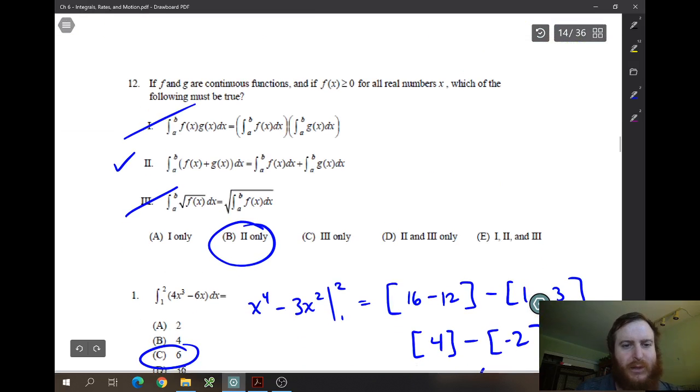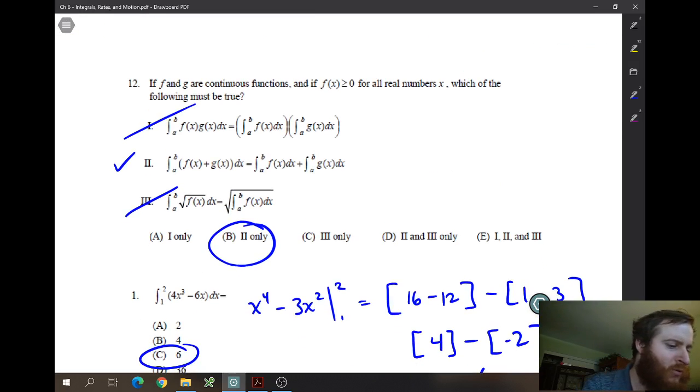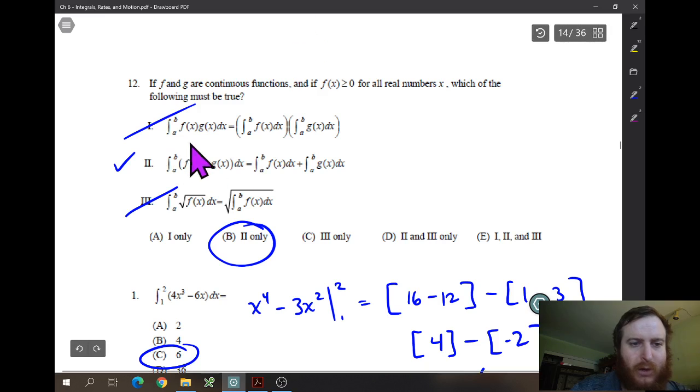Okay, this next one was just, did you pay attention to the properties? Do we know our properties? The first one is like a multiplication property. There was no multiplication property. The second one is that addition property, which is a property. And the third one is some square root thing, and the square root was not a property. So we never learned anything about 1 or 3, but we definitely learned about 2.